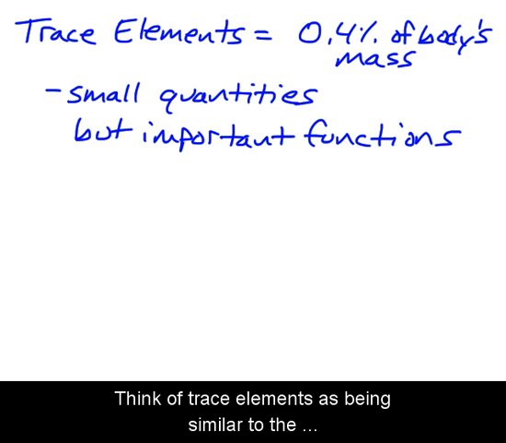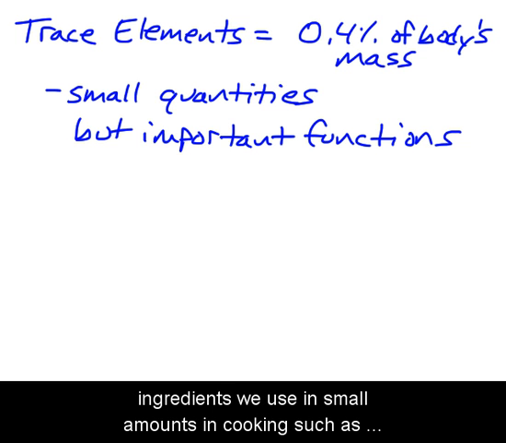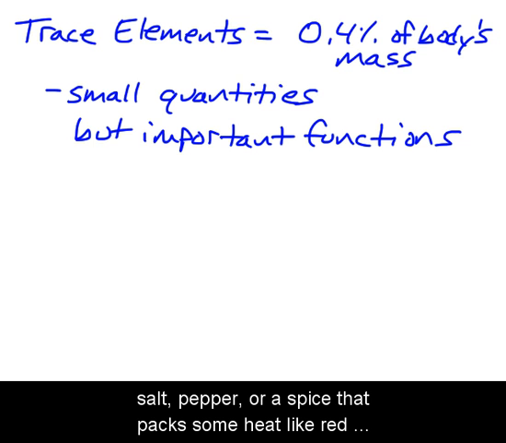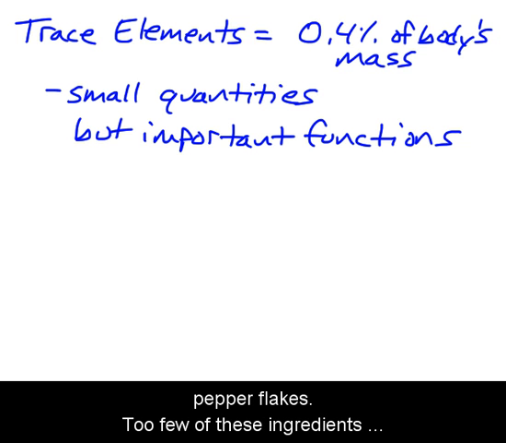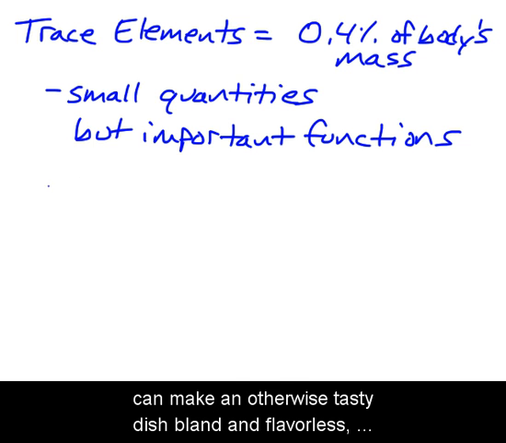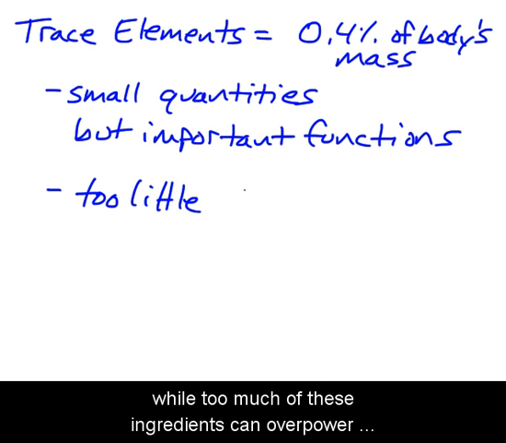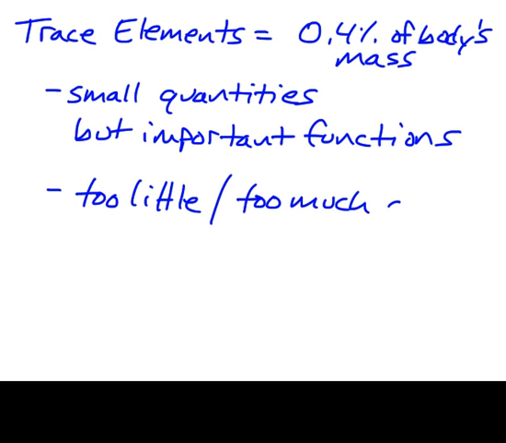Think of trace elements as being similar to the ingredients we use in small amounts in cooking, such as salt, pepper, or a spice that packs some heat like red pepper flakes. Too few of these ingredients can make an otherwise tasty dish bland and flavorless, while too much of these ingredients can overpower and ruin a dish.